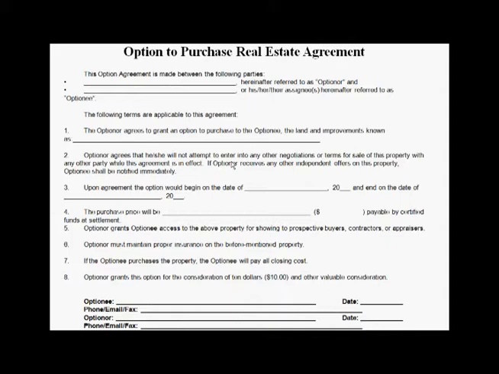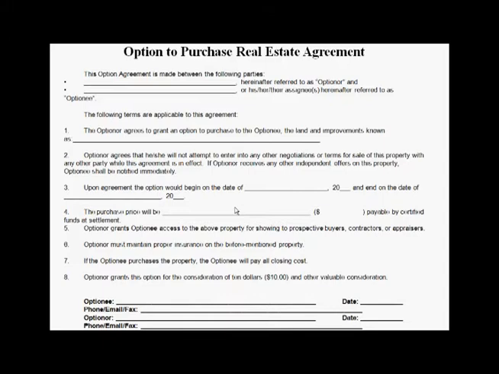Optioner agrees that he or she will not attempt to enter into any other negotiations or terms for sale of this property with any other party while this agreement is in effect. If optioner receives any other independent offers on this property, optionee shall be notified immediately. Basically what this is saying is that you have full rights to buy this property within your option term, and the seller can only sell to you. If he gets any other offers, he has to come to you first because you have the legal right to buy this property before anybody else.